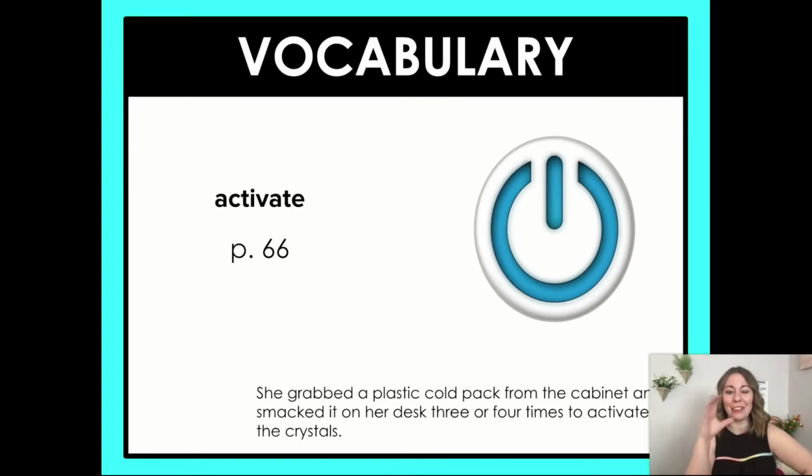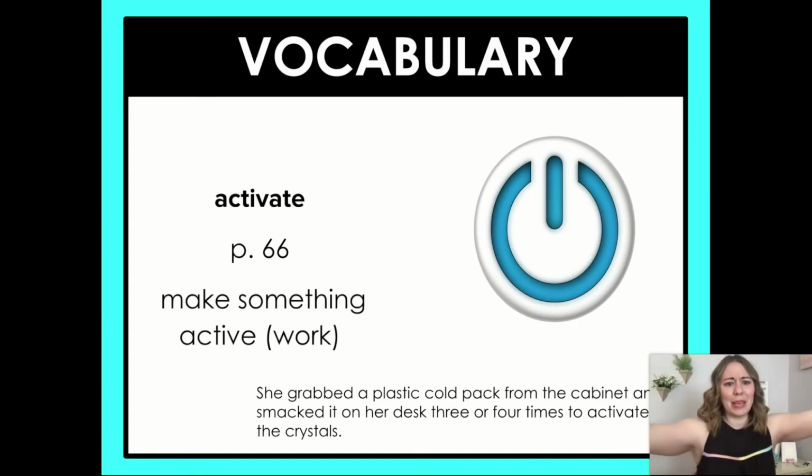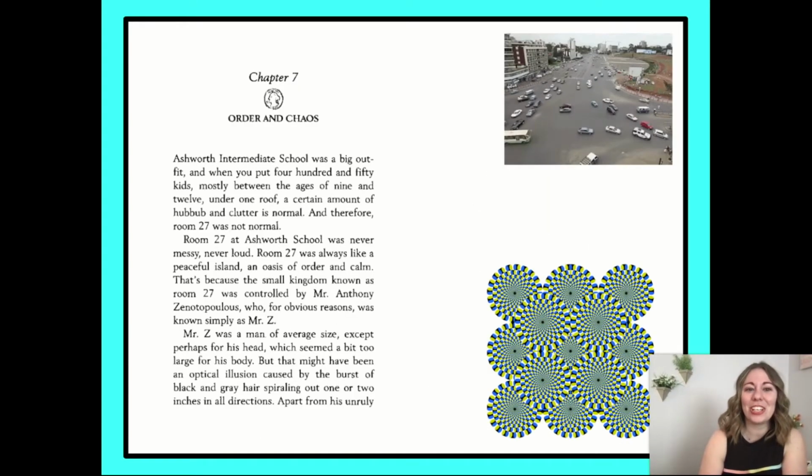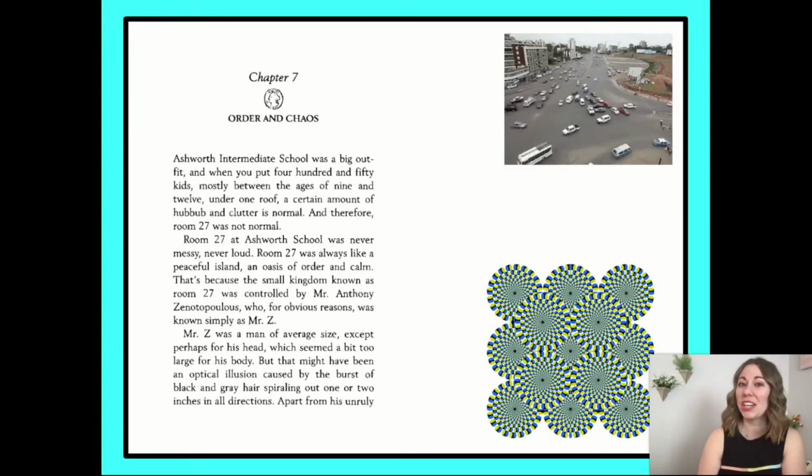And then, I know so much vocab today, we have the word activate. So activate, and I have a little power switch in the picture here. So activate means what? To make something active or work. We are going to get started right away with reading chapter 7, and it is called Order and Chaos.